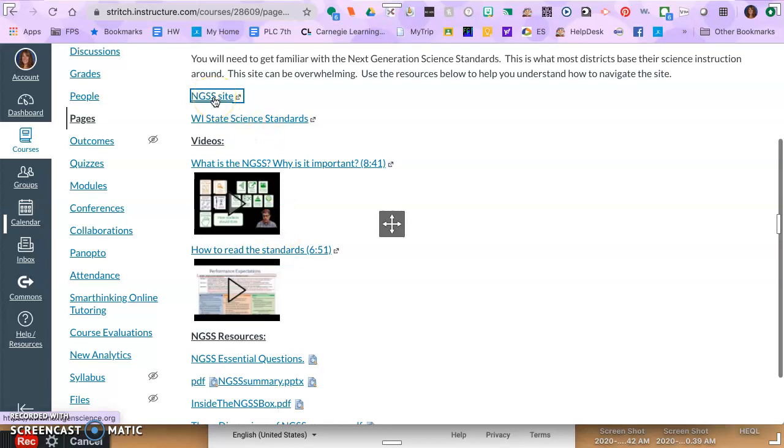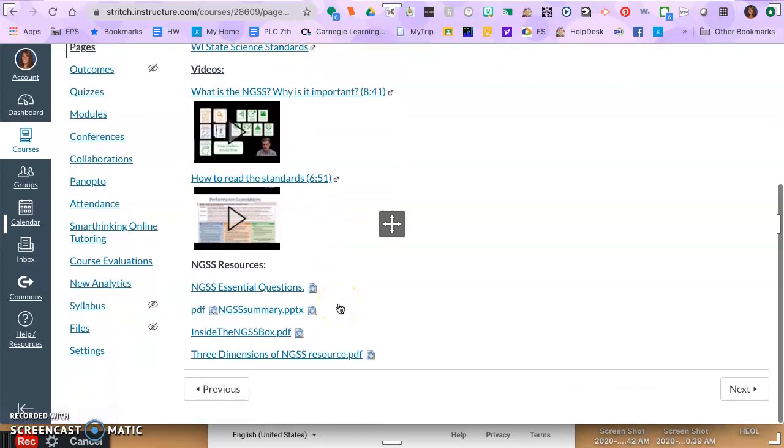There's a lot of information on that site, and hopefully when you do the scavenger hunt, you're going to see somewhat how it's set up, but even that just touches on what is on that site. Also take a look at the Wisconsin State Standards because those were developed off of the NGSS and they're very similar. A couple of these resources are going to be super helpful when it comes to planning your unit plan.